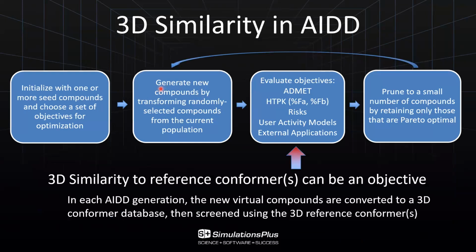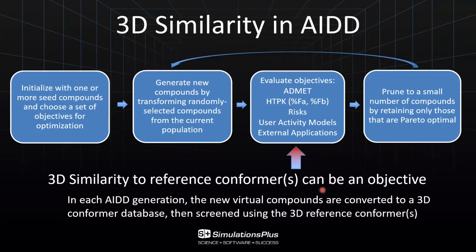So that new 3D similarity feature, in addition to being a standalone tool, is now also integrated into our AIDD, or AI-driven drug design module. So AIDD, just briefly, is an iterative protocol based on molecular transforms and Pareto optimization that's used to discover new compounds simultaneously optimized across multiple target objectives that are defined by the user.